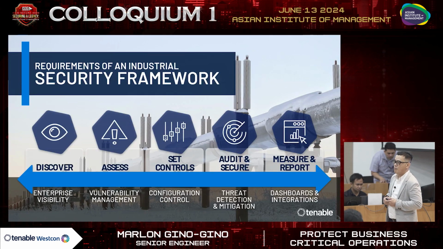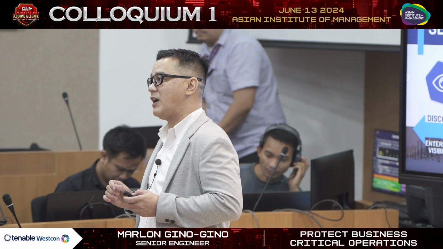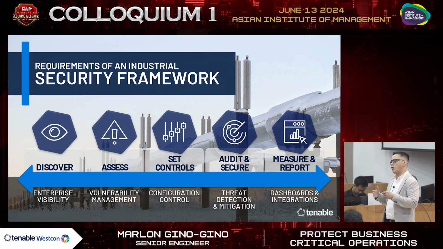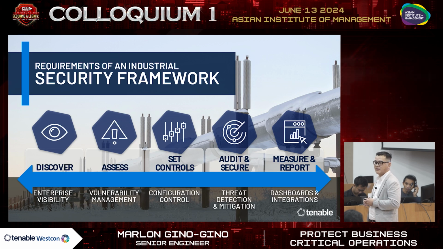And then, of course, provide configuration controls. When we say configuration controls, set a standard or set controls within the environment so that if there are any changes or deviations from the baselines that we set on the OT side of things, we would be able to address them right away. And then, of course, audit and secure, being able to address any threat within the environment. But more importantly, you need to have visibility first on the OT side.